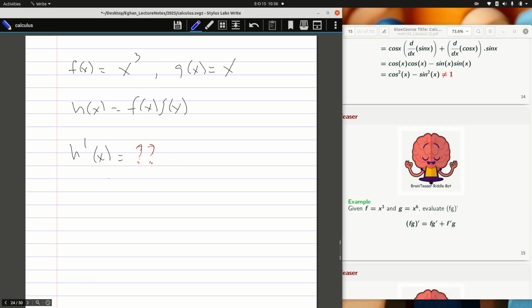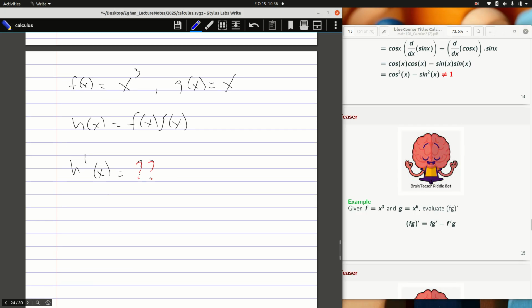It is given that you want to take your time for this teaser. You have f of x given as that. You have g of x given as x. It says evaluate h given as f of x times g of x. You will simply say this is the same as x cubed times x.